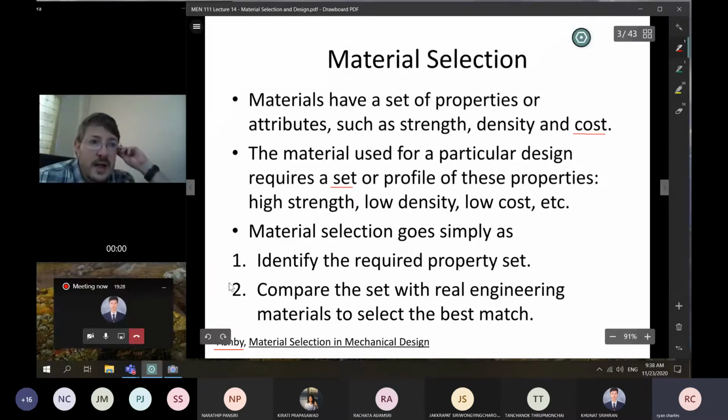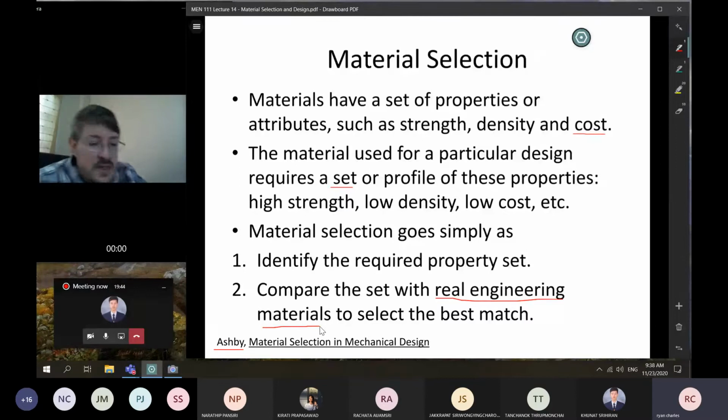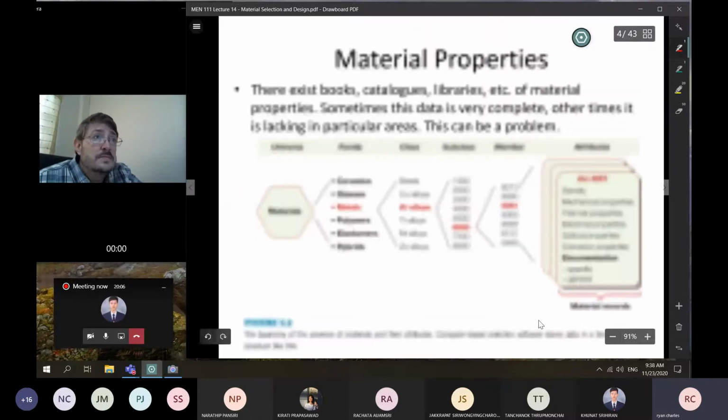So figure out that set of properties you want, and then compare your list of properties with real materials. You come up with a list of what you want for an application, and then you have to go find it. You have to compare it with real materials, because what you think of as your required properties may not all exist in one material. So you look for the best match.